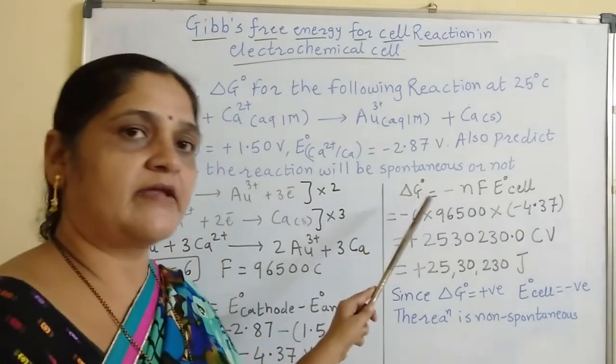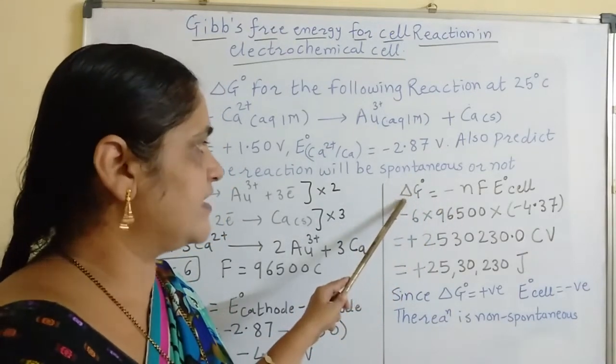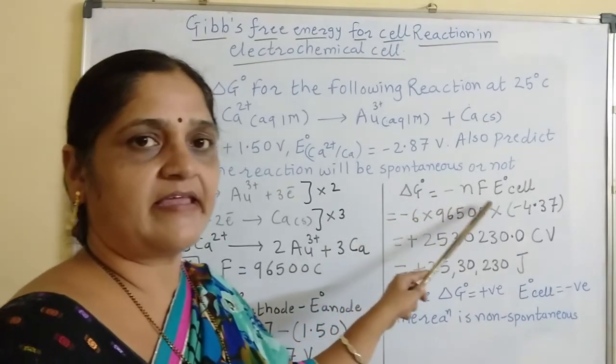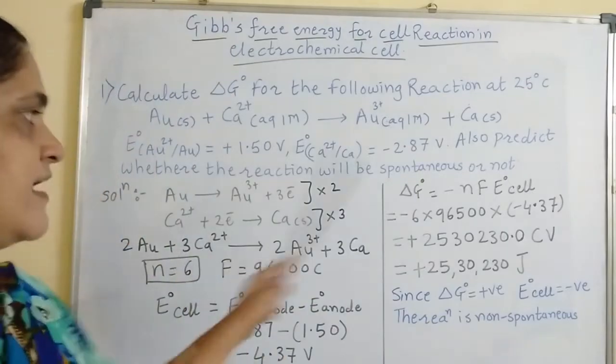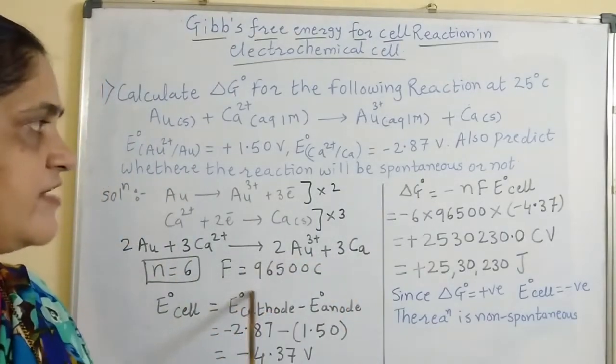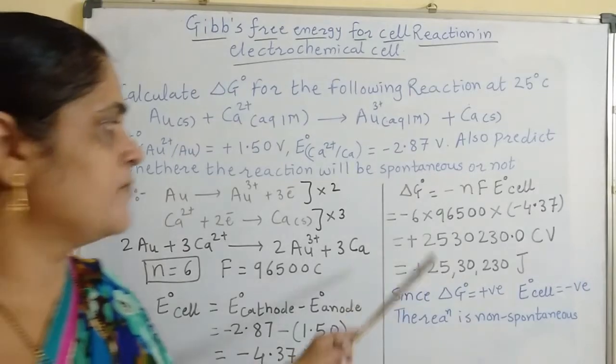Now we have to calculate the delta G naught value, that is the standard free energy change. So delta G naught is equal to minus nF E naught cell. The n value is 6, the F value is 96,500, and the E naught cell value is minus 4.37 volt.